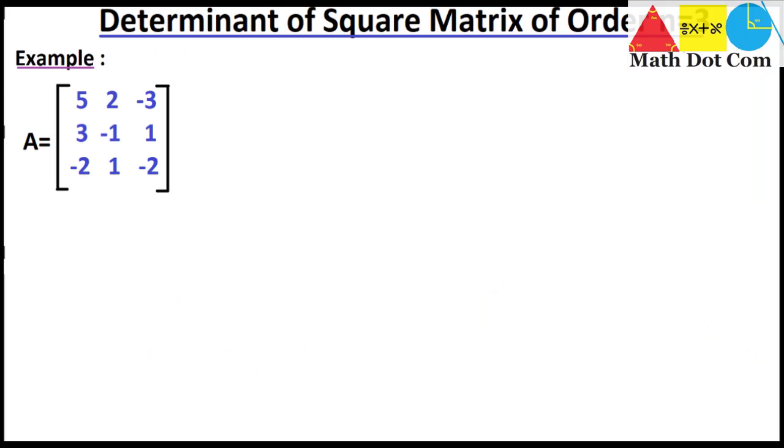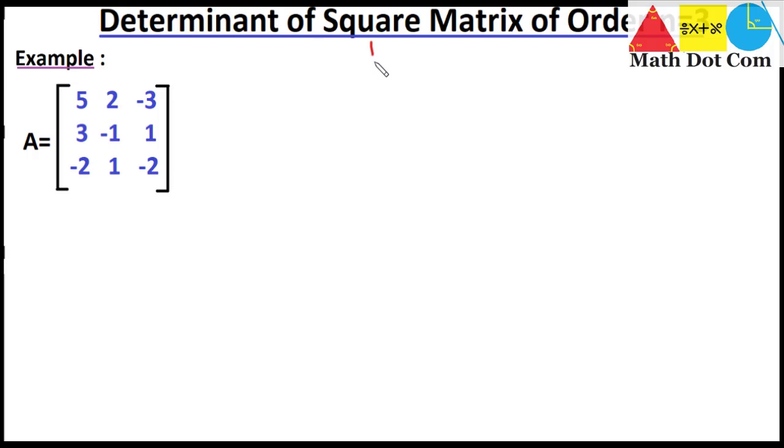Hello everyone. Our today's topic is the determinant of a square matrix of order n equals 3. Now what is a determinant, what is a square matrix, and what is order? Determinant we will see in this lecture by using this example. But what is a square matrix?